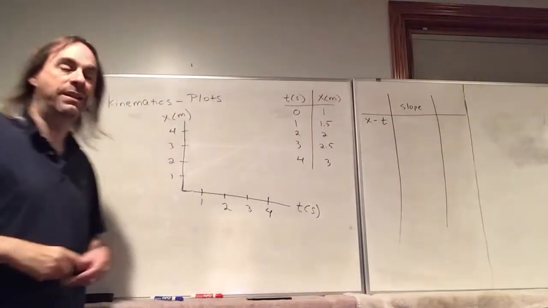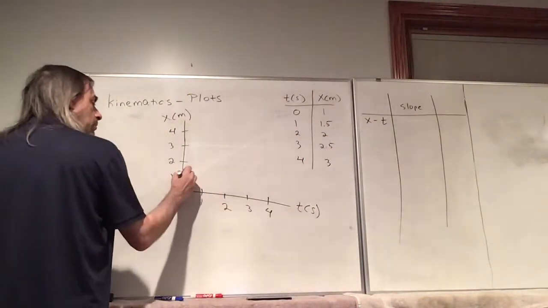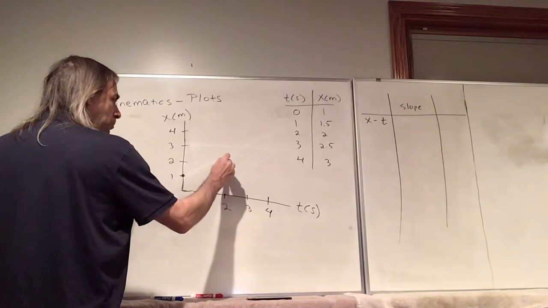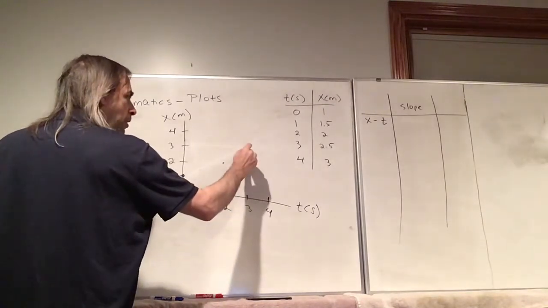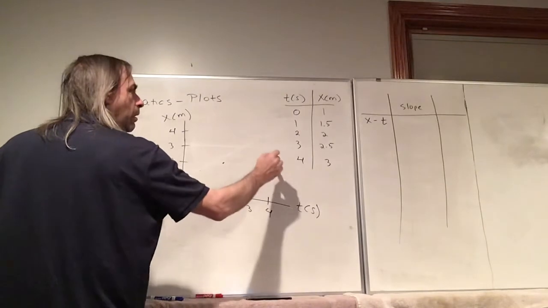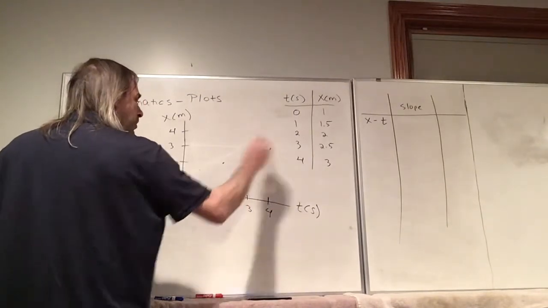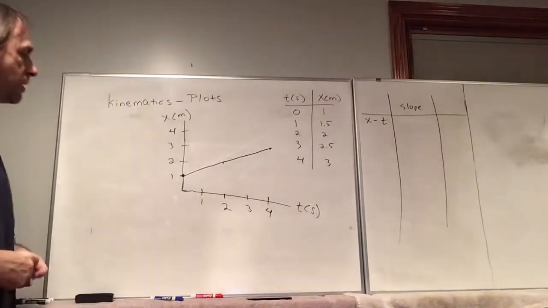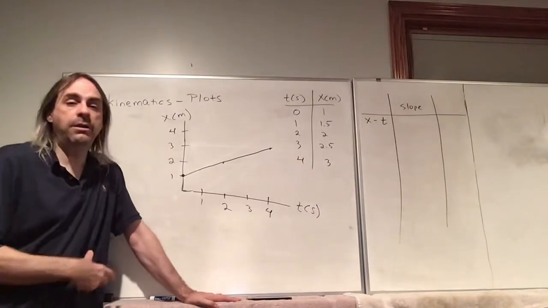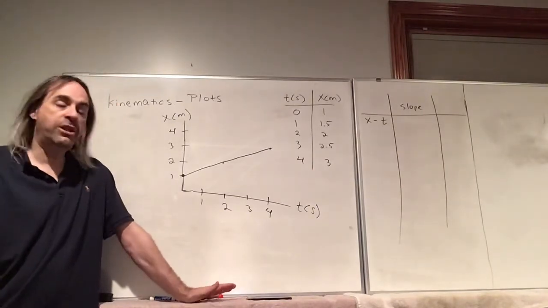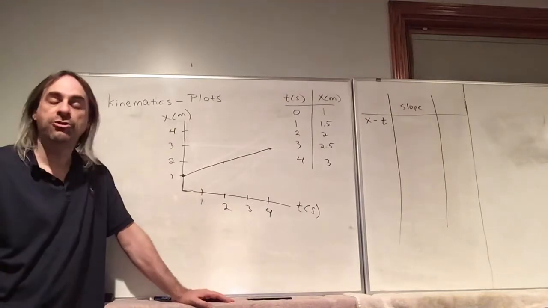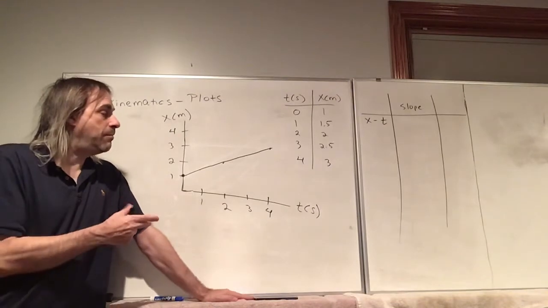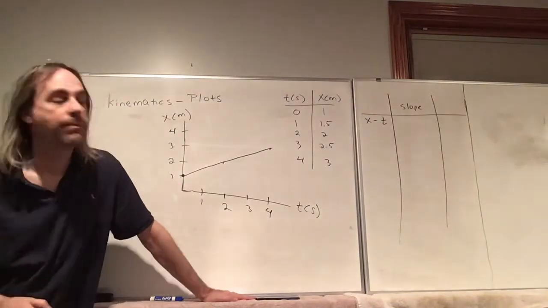And I'm going to actually plot these points. So at t equals 0, we're here. x equals 1. And then we're at 1.5. And at 2, we're at 2. At 3, we're at 2.5. And then at 4 seconds, we're at x equals 3 meters. So again, we have this plot that looks like this. And obviously, this object is moving, because its x-coordinate is changing as a function of time. But we can say more than just the fact that it's moving.